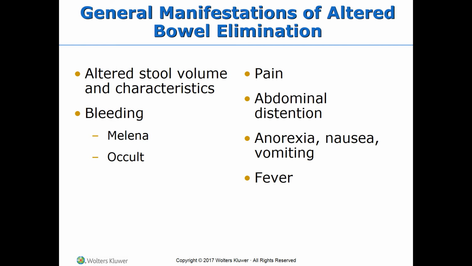Or you can have plainly bright red blood within the stools, which can point to a problem within the lower regions of the colon, like in the case of cancer within the rectum, within the sigmoid, etc. Of course, you can have pain as well, because you can have inflammatory processes. You can have abdominal distension if you have an obstruction, anorexia, nausea, vomiting, and fever.